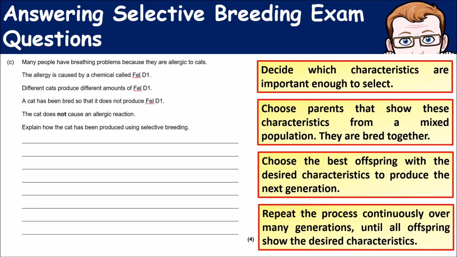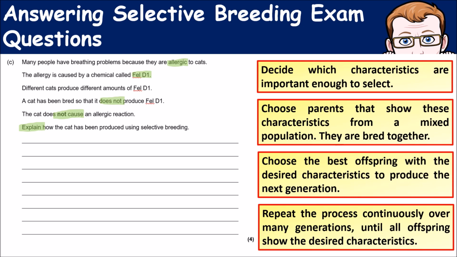Moving on to something a little bit more complicated. Many people have breathing problems and are allergic to cats. The allergen that causes the cat problem is called FelD1. Different cats produce different amounts of it. A cat has been bred that does not produce FelD1, so the cat does not cause an allergic reaction. Explain how this cat has been produced by selective breeding. It's worth 4 marks.